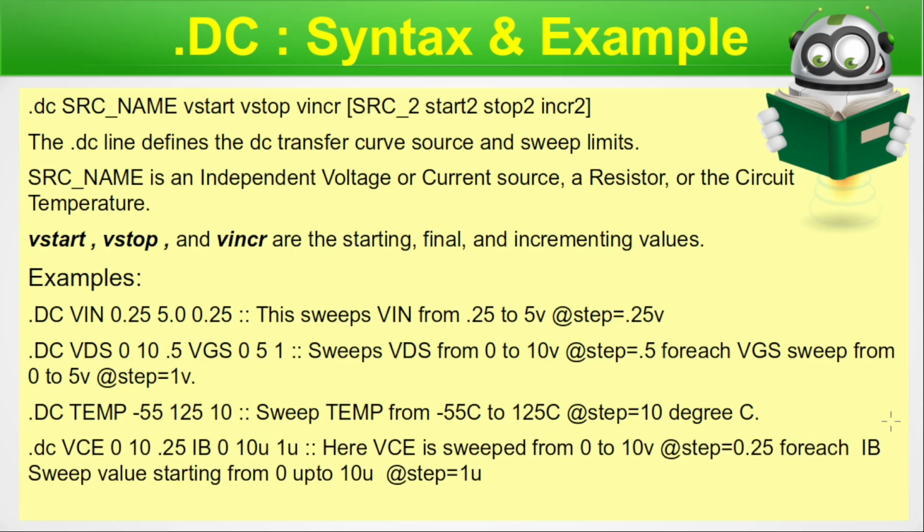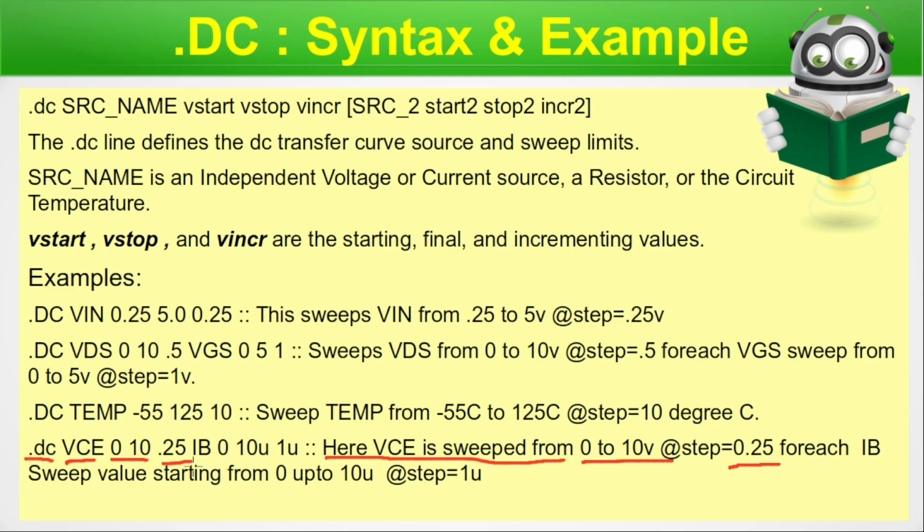Next, we have another example. It has much more to it. Here the .DC is there, the source is VCE, and it starts from 0 and goes to 10 at the step of 0.25. How do we interpret it? Here VCE is swept from 0 to 10 volt at the step of 0.25.